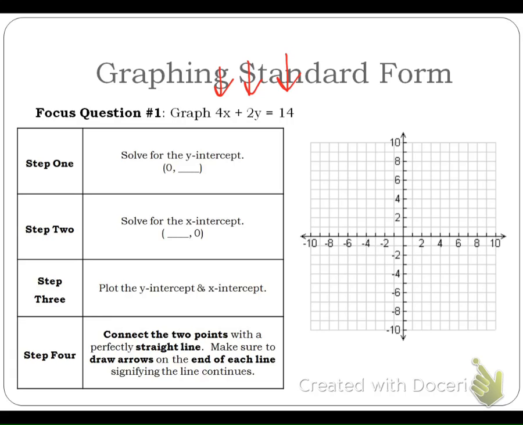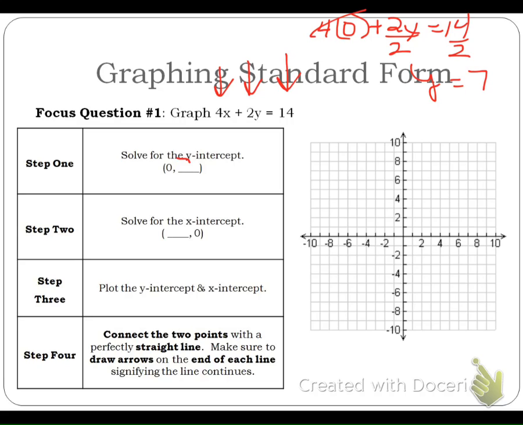So step 1, it says find the y-intercept. Well, that's when x is equal to 0. So what you would have to do is plug in or replace x with 0. 4 times 0 plus 2y is equal to 14. Well, when I plug in that 0, it's always a multiplication, so it'll always cancel out. So you're left with 2y equals 14. If you divide both sides by 2, y would then equal 7.